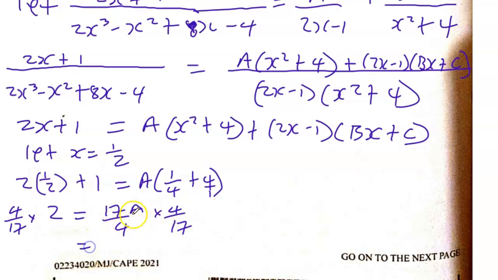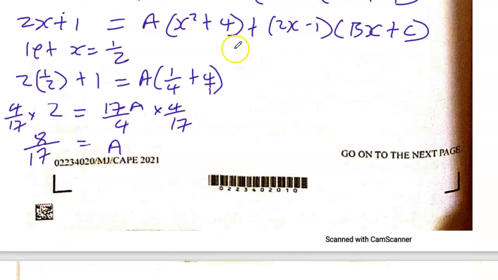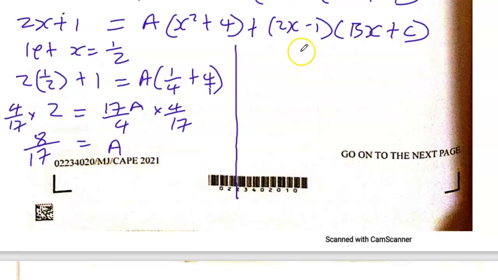4 over 17 times its reciprocal on the right is A, and then this is 2 times 4 over 17, that's 8 over 17. So the value of A is 8 over 17. Let's try to get the other values. We can also let x be as small a number as possible. Let x be 0. If x is 0, the left hand side will be just 1. Over here on the right hand side, if x is 0, this bracket will be 4, so we'll end up with 4A. If x is 0, this bracket will be just minus 1.